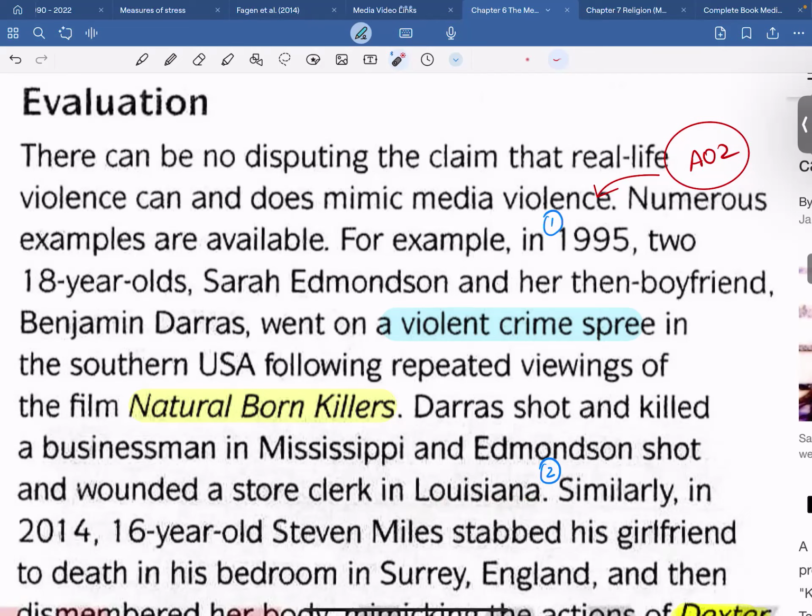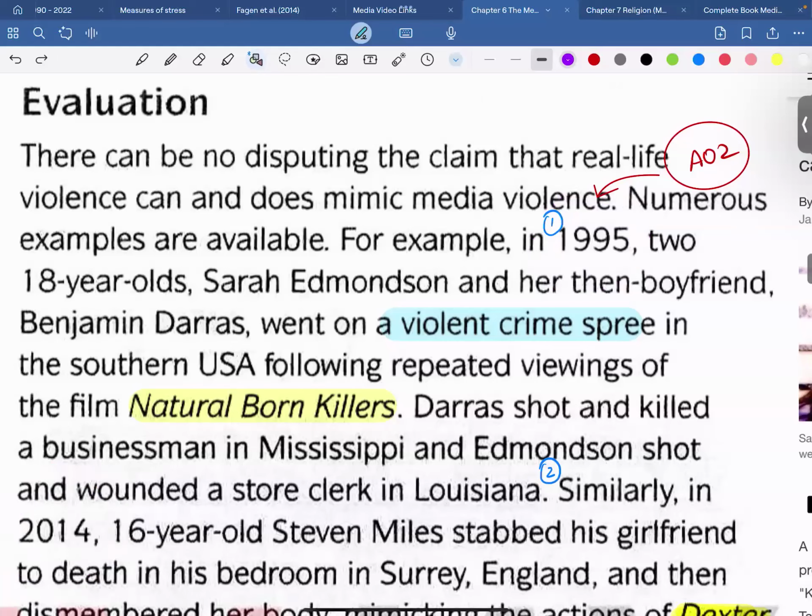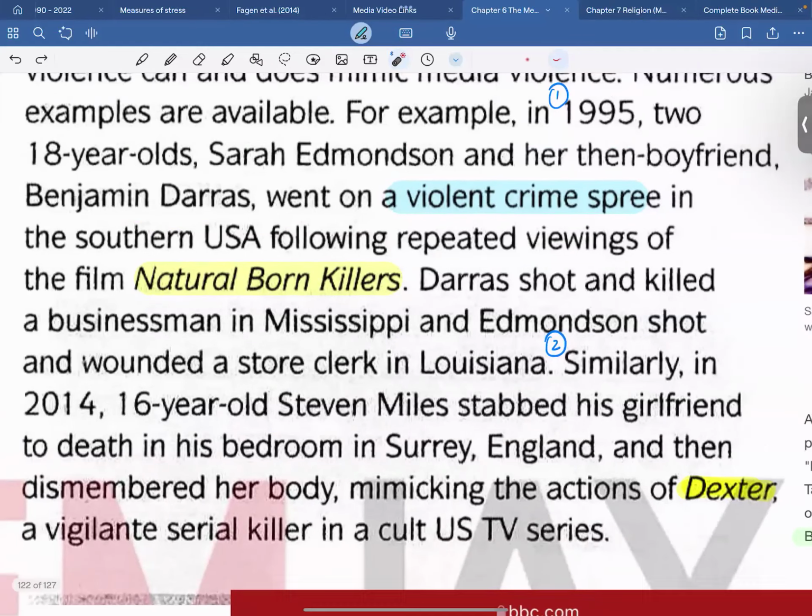Similarly, in 2014, so there's this one example we have from 1995, and another example that we'd be discussing from 2014. In 2014, 16-year-old Stephen Miles stabbed his girlfriend to death in his bedroom in Surrey, England, and then dismembered her body, mimicking the actions of Dexter, a vigilante serial killer in a cult US TV series.